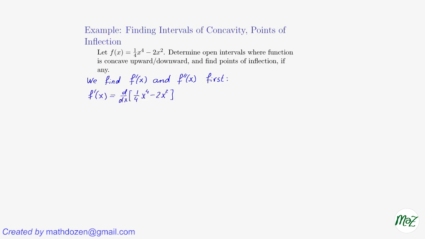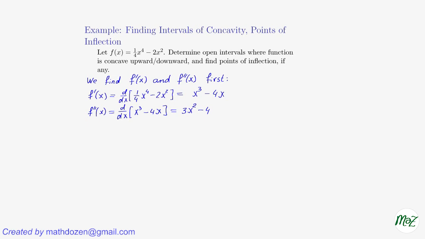The first derivative will be the derivative of that expression, which gives us, by power rule, x to the third minus 4x. Then the second derivative is the derivative of the first derivative, so we use power rule again, and we arrive at 3x squared minus 4.